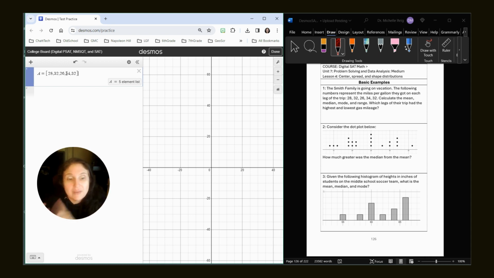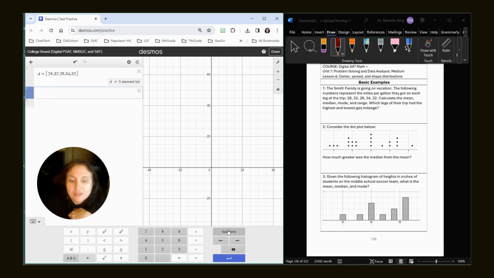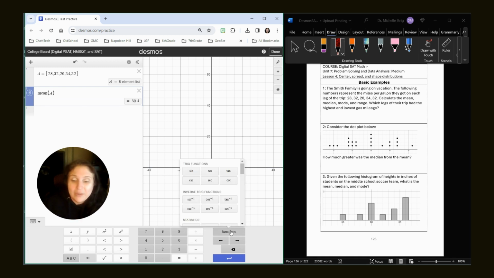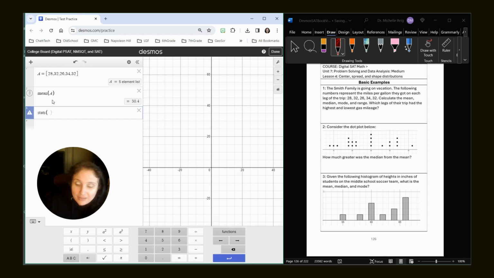So it wants us to find the mean, median, mode, and range. Watch what we're going to do. There are 2 ways you can do it. You can hit this little keypad, click functions, go down to stats, click mean, and then type in the letter A, and that's the answer. Or we can go to functions and click statistics, go down to stats. Oops, on the next line, my bad. Function stats. You can also just type in the word stats, then type in letter A for that set, and that's the answers.